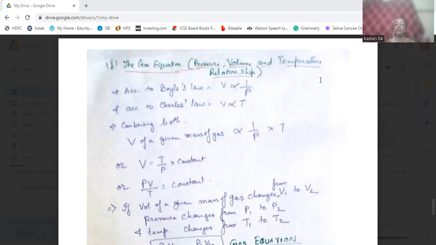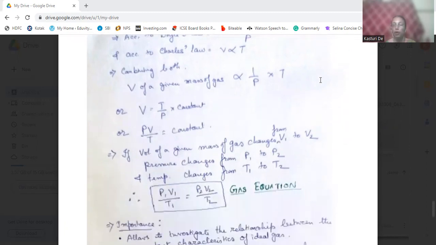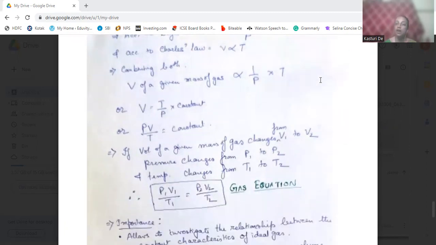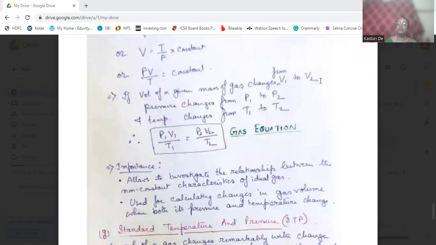So combining both, we get volume is inversely proportional to pressure and directly proportional to temperature. That is V is equal to T by P into a constant, or you can say PV by T is equal to a constant. The volume of a given mass of a gas changes from V1 to V2, pressure from P1 to P2, temperature from T1 to T2, then P1 V1 by T1 is equal to P2 V2 by T2, and this is the gas equation. Now, what is the importance of this gas equation? Why do we need to know it?